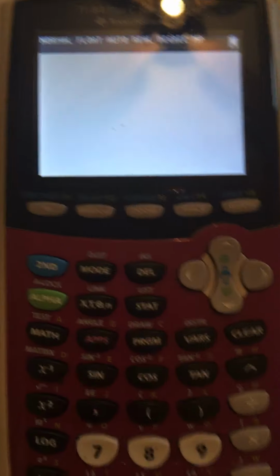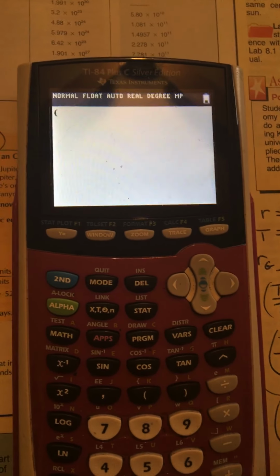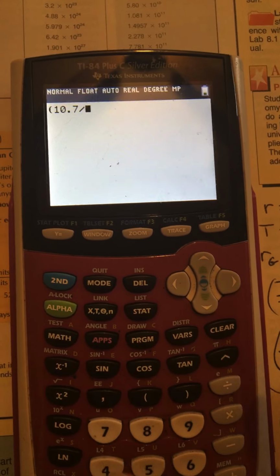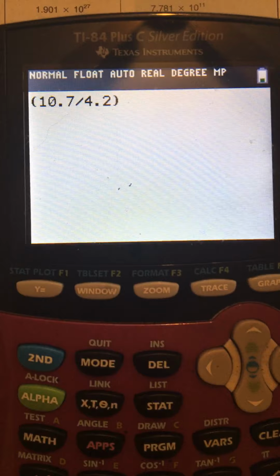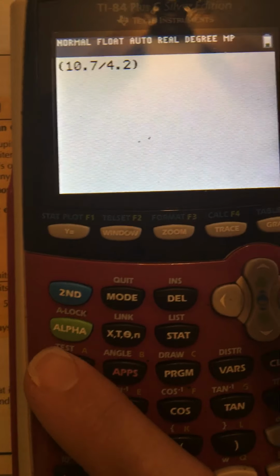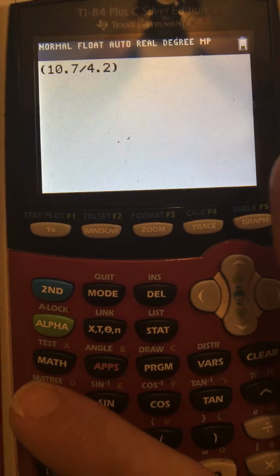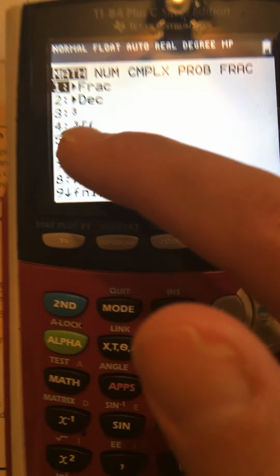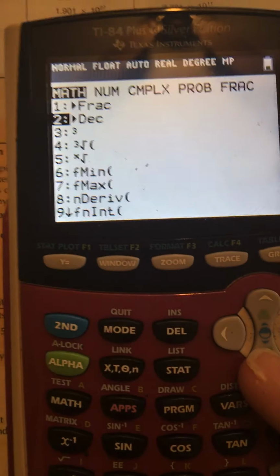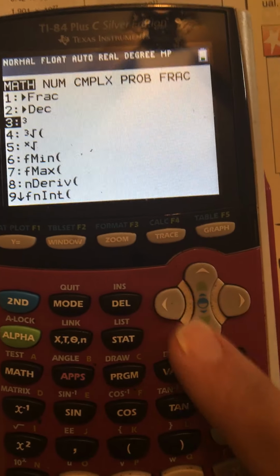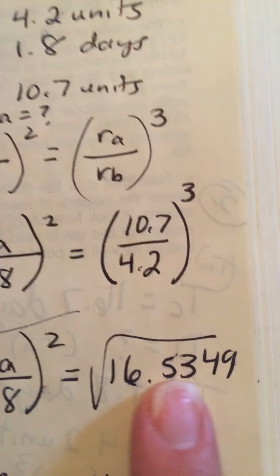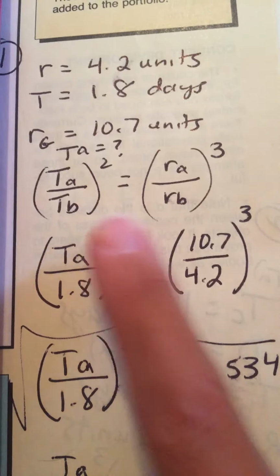I'm going to do beginning parentheses, 10.7 divided by, that's my fraction bar here, 4.2 in parentheses, and I need to cube it. I need to take it to the third power. Where do I get that? It's this button right here that says math. I always think that's the ironic button because aren't they all math? If you go down to number 3, it's cube. You can either push 3 or arrow down. I used the arrows and went down and hit enter. And there it is. So I can hit enter, and I get 16.5349, etc. So that's what this equals.